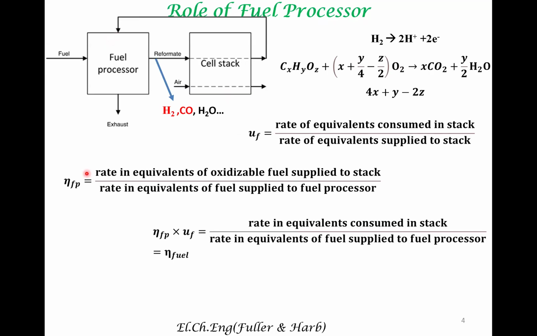So these two, when multiplied, give you this overall formula, which is the eta, the efficiency of a fuel cell, of the fuel. Okay, so when this is multiplied, it is the rate of equivalence consumed in a stack divided by the rate of equivalence of the fuel supplied to the fuel processor. So this denominator is in terms of equivalence present in the fuel.